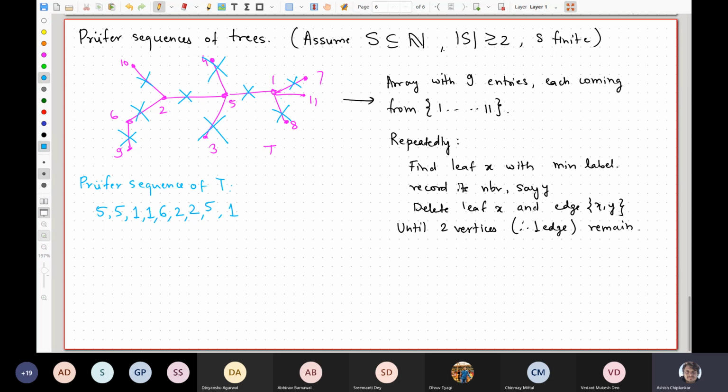Okay, so this is the way you construct a Prüfer sequence of a tree, right? So we need to prove a lot of things. We need to prove that this is a bijection. Well, that is the most important thing that we need to prove. What does that amount to?